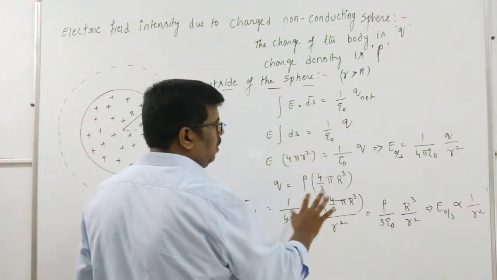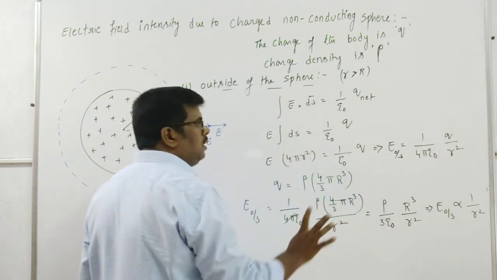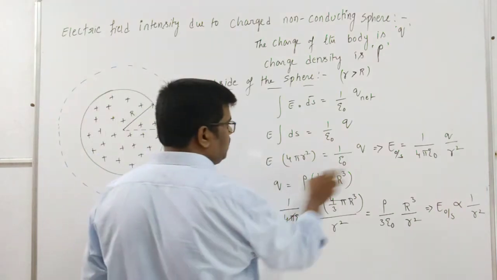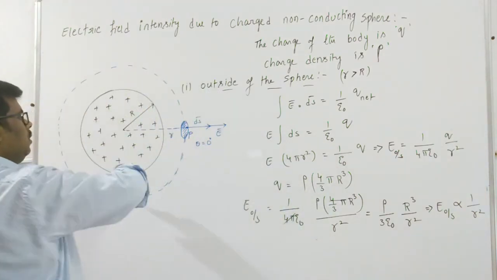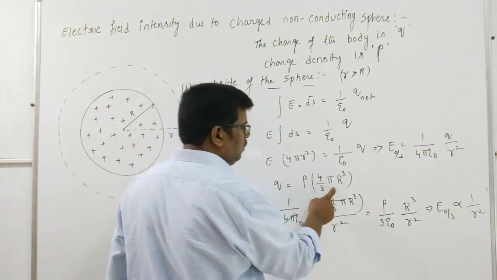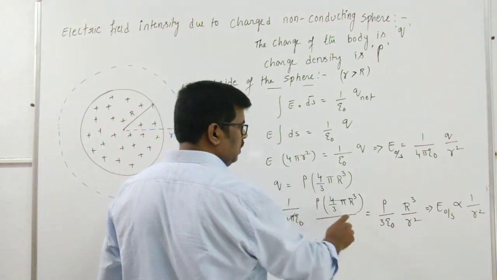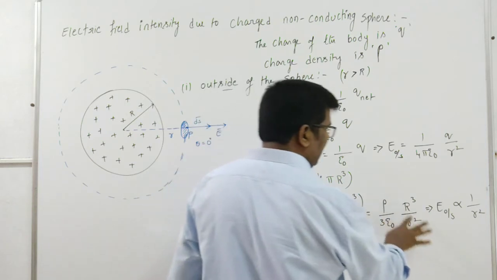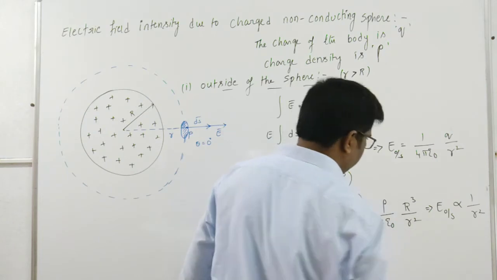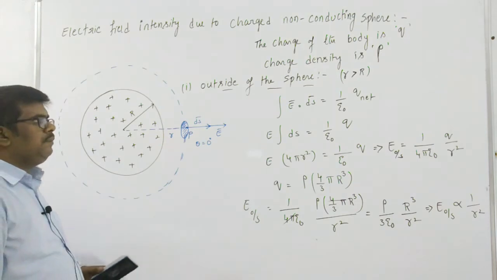The procedure we followed, we have the expression 1 upon 4 pi epsilon naught q by r square. But if you want to write the charge in terms of charge density, here the charge is distributed over the surface completely. That's why volume charge density into volume of the sphere. If you multiply and rearrange, you will get the final expression: rho by 3 epsilon naught into r cube by r square. So E outside is inversely proportional to distance square, because r is a variable here.